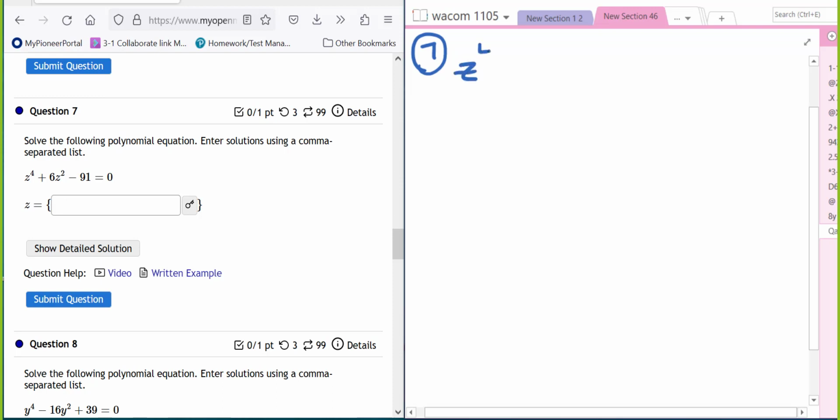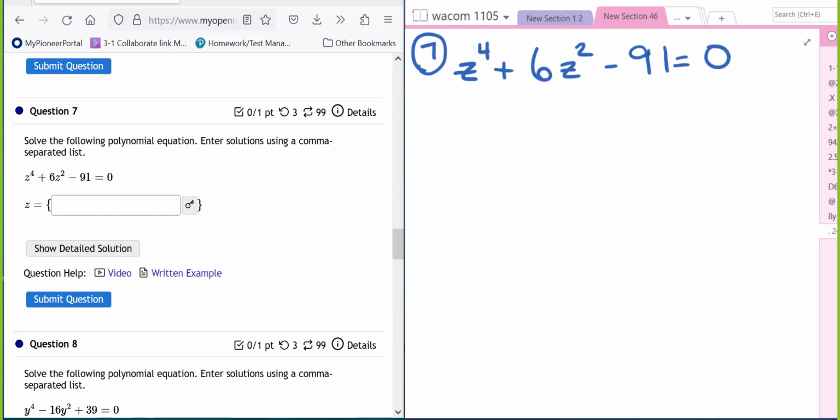So we have z to the 4th plus 6z squared minus 91 equals 0. The 91, I don't see anything that would factor. I mean, maybe I could have factored it. I don't know. It doesn't look to me like anything that would factor. So what we'll do is what we call a U substitution. It does look like something in quadratic form, and you have to pick out what you're going to let your U be, and it is from your middle term. It's where you're going to get it.